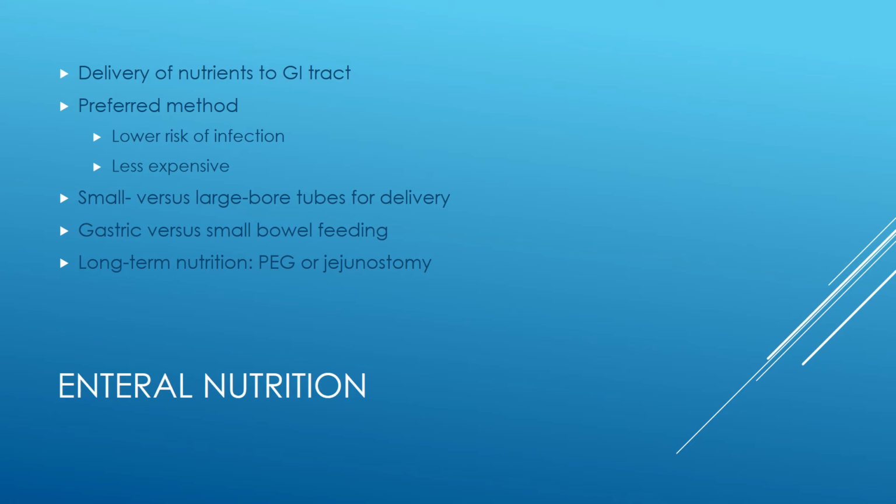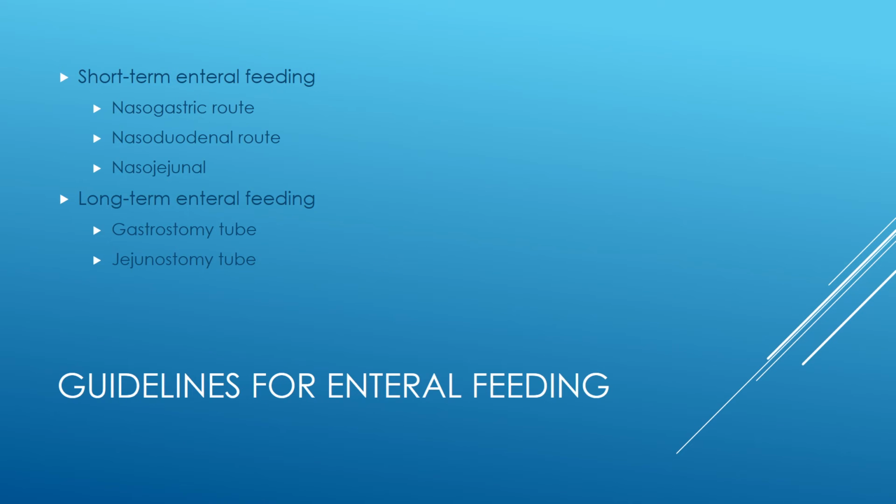Most of the OG or NG tubes are going to be gastric. When we use a small bore feeding tube like a Dobhoff or Corpak, it's going to be what we call post-pyloric, past the stomach, and so we're going to feed right into the small bowel. And long-term nutrition could be a PEG tube or a jejunostomy. Guidelines for enteral feeding, short term, like I talked about, the NG tube, the OG tube. Long term is going to be a gastrostomy or jejunostomy.